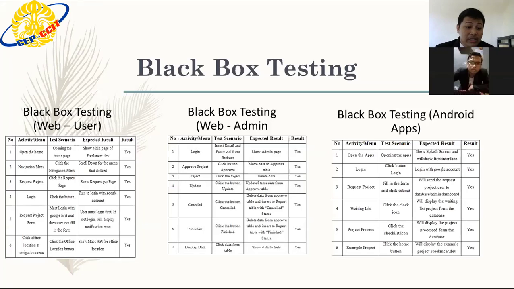And next is the request project form. The first one, we must log in with a Google account, and the user can fill in the form. The user must log in first. If not logged in, it will display an error notification, and the result is yes. And next is the office location navigation. The test scenario is to click the office location navigation button, and the expected result is that the maps API displays our office location, and the result is yes.